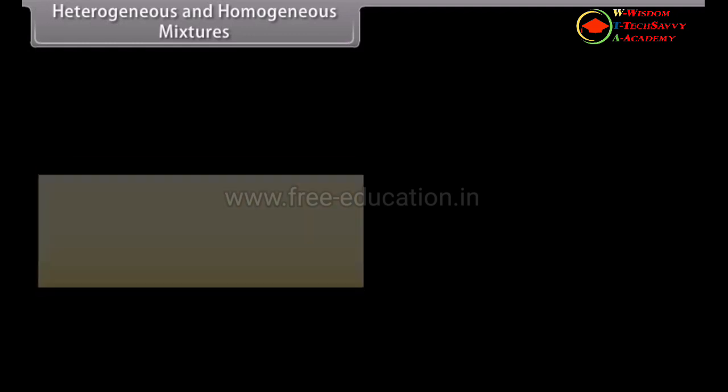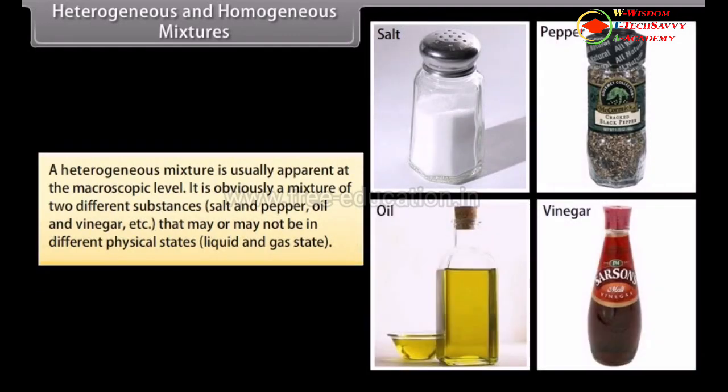Heterogeneous and homogeneous mixtures. A heterogeneous mixture is usually apparent at the microscopic level. It is obviously a mixture of two different substances, salt and pepper, oil and vinegar, etc., that may or may not be in different physical states, liquid and gas state.